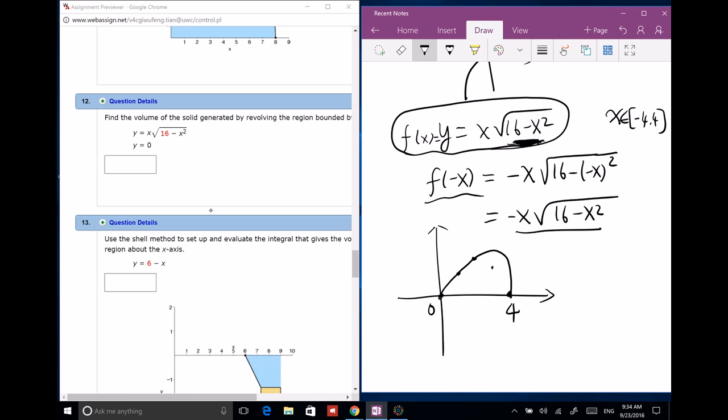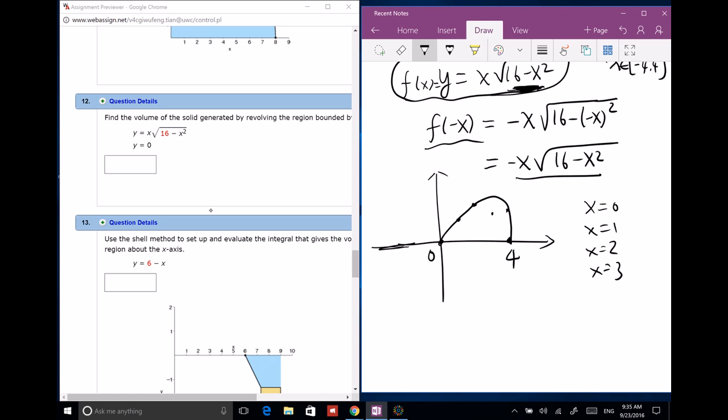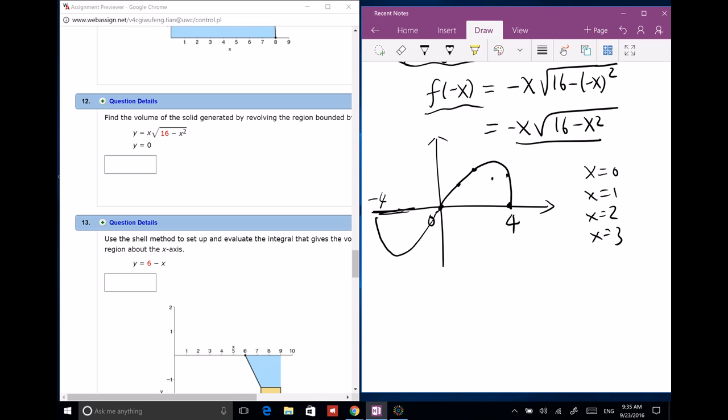Okay, you check several points like x equals 0, x equals 1, x equals 2, x equals 3. So then you can collect all the points 1, 2, 3, 4. You pretty much have a rough picture like this. Okay, if it is an odd function, the other part should be like this as well. Okay, symmetric with the origin point. This is negative 4. So this is how you graph a function. If you don't have the graphing calculator, that's how you graph the function. If you have the graphing calculator, you can just type in the function and press a button and it gives you the picture like this. Okay?